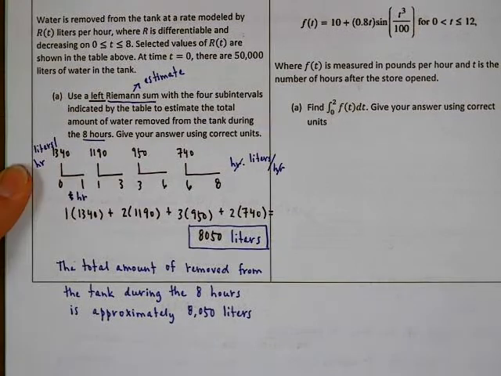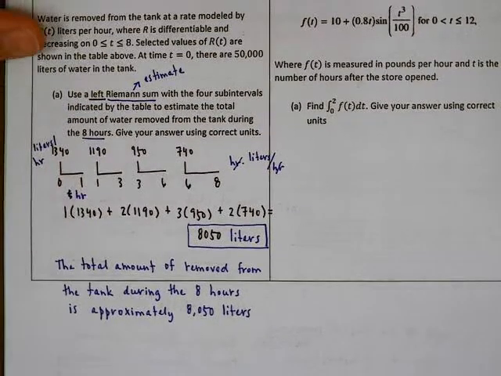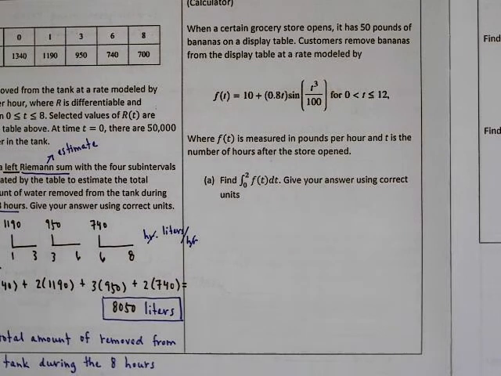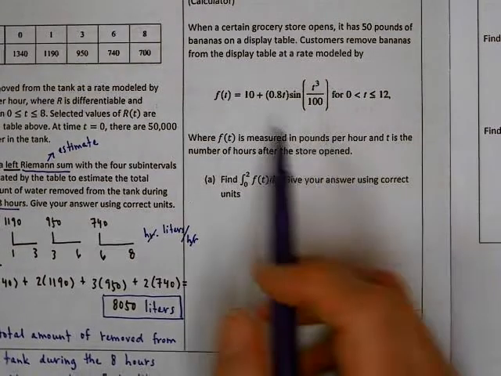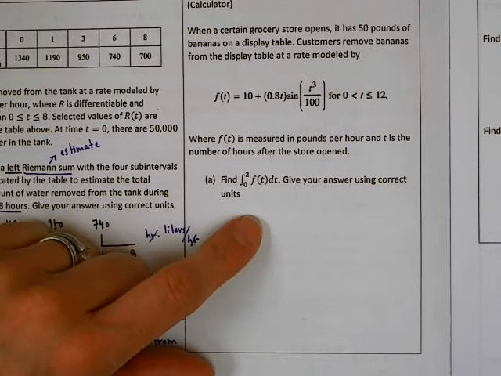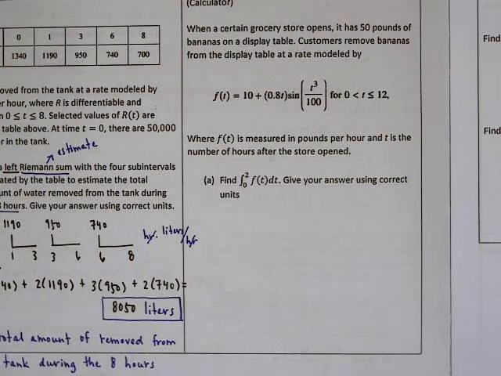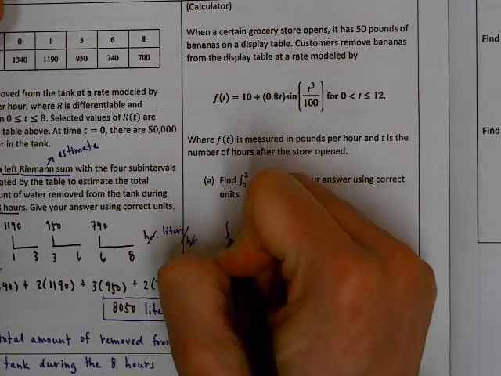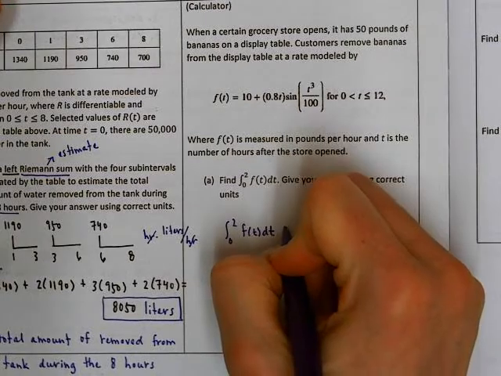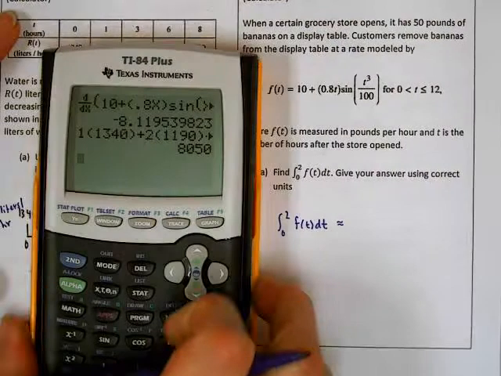All right, one last problem, also dealing with integrals. This one says, when a grocery store opens, it has 50 pounds of bananas on a display table. So we're revisiting the problem with our bananas. And again, we have our function that tells us the rate at which customers are removing those bananas from the table. Now this is asking us to find the integral and then give our answer using correct units. So we're going to find the integral from 0 to 2 of f of t dt. And again, we're going to use our calculator for this.